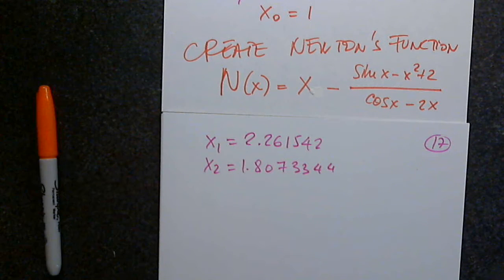We're done. How do I know? Because I have 1, 2, 3, 4, 5 digits that repeat. I don't even need this one. This is it.